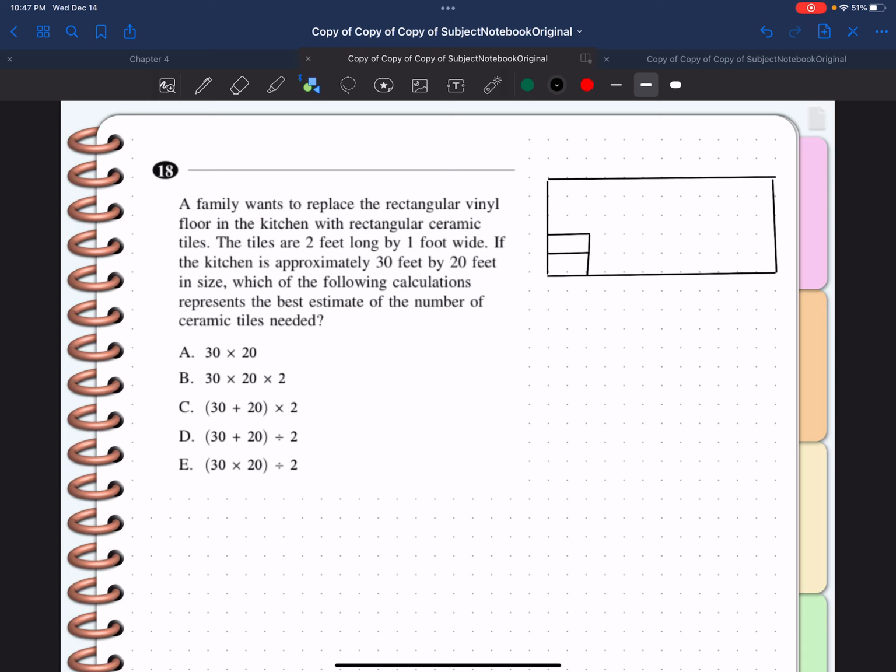The tiles are 2 feet long by 1 foot wide. If the kitchen is approximately 30 feet by 20 feet in size, which of the following calculations represents the best estimate of the number of tiles needed?